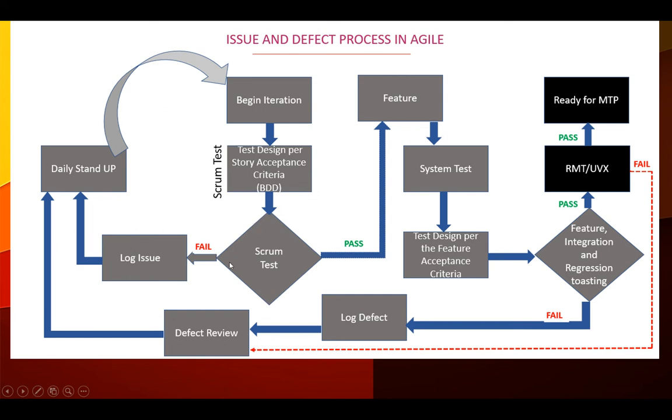Okay, coming back to the Scrum test decision box. We have discussed that when it is passing, it is moving to a feature. But what happens when it is failing? When it is failing, the team will log the issue and they'll discuss the issue in the daily stand up. Based on the issue, they will determine whether it can be fixed within the same iteration, within the same story, or it's something not related to that story, or it has to be treated as a different story, or you have to log a backlog story for that.